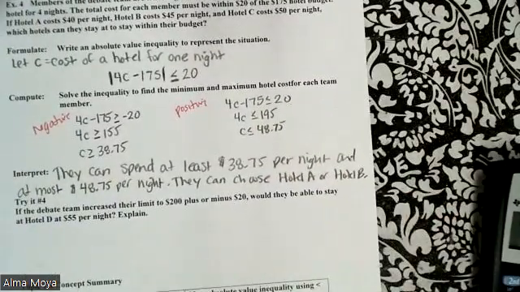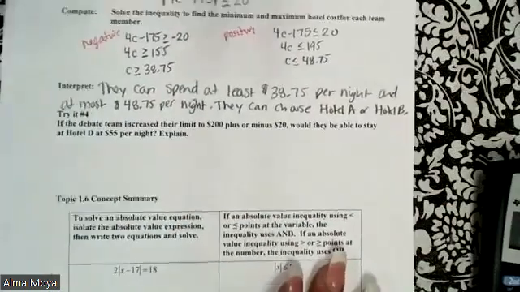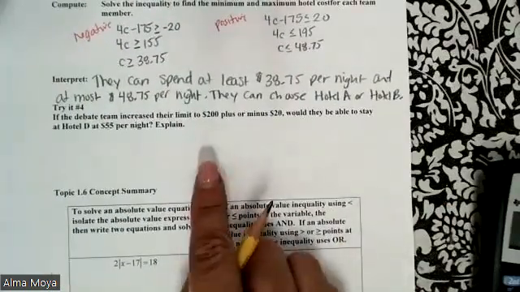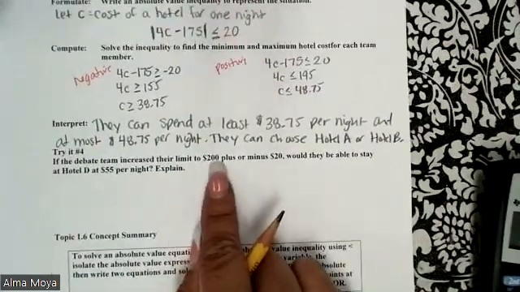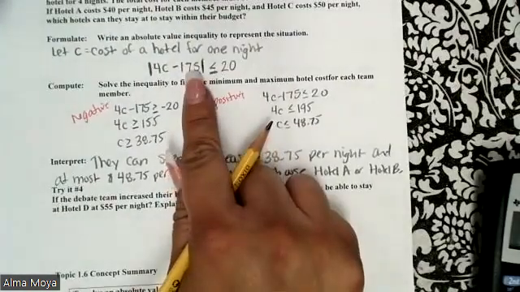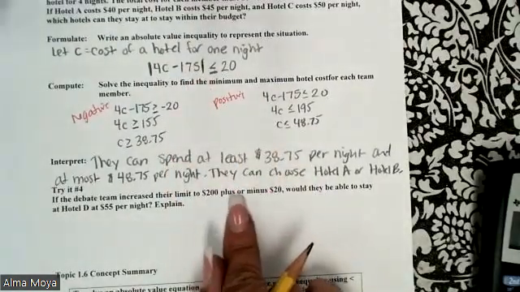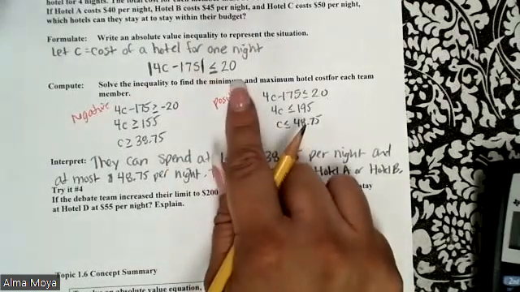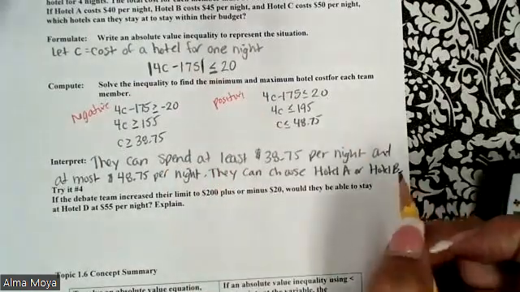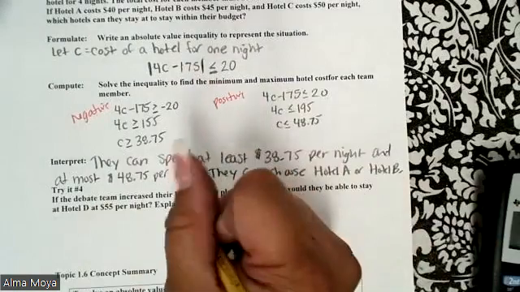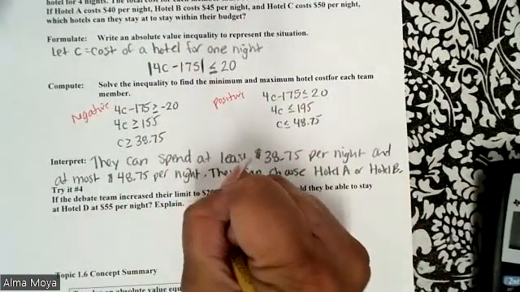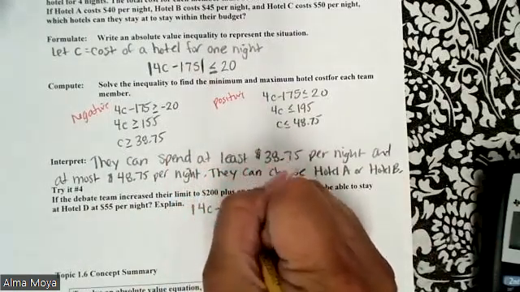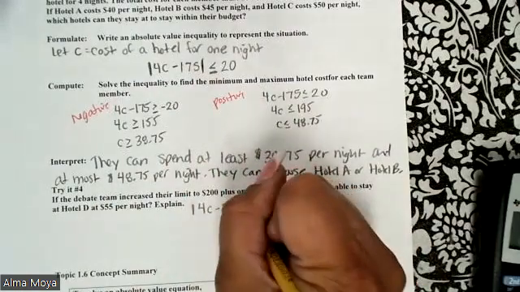I want you guys to try number 4. Hit pause. I'm going to solve it right now. If the debate team increases their limit to $200, so now instead of 175, I'm going to put 200 there, and plus or minus still stays at $20. So that's going to be |4C - 200| ≤ 20.